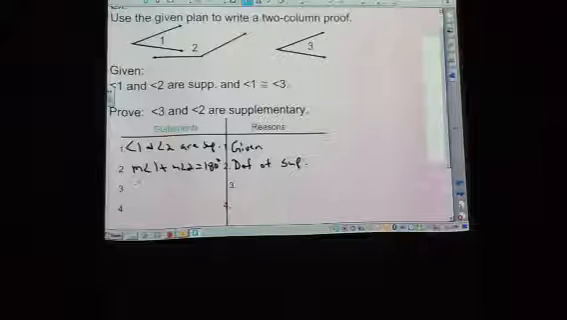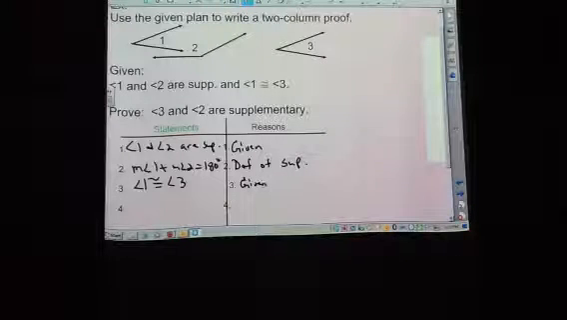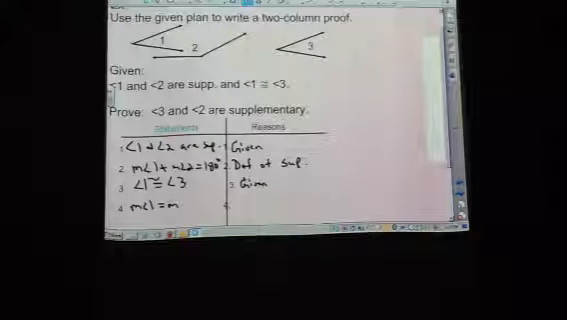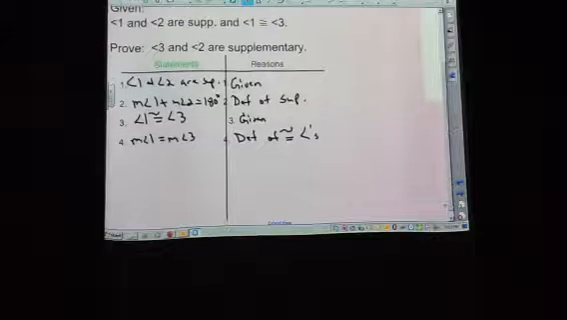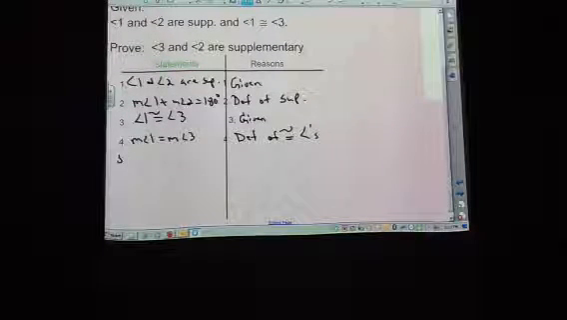Now I'm going to state that angle 1 is congruent to angle 3, which is another given information. And now, what does that mean? That means that the measure of angle 1 equals the measure of angle 3, and that's definition of congruent angles. Okay, move this down a little bit, give us a little bit more room. Alright, so we need a few more statements and reasons in here then.